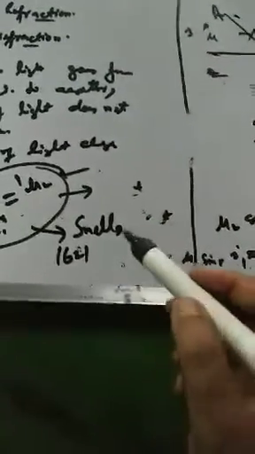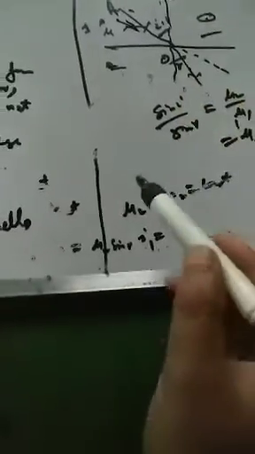One law is that whenever light goes from one medium to another, the speed of light and wavelength change, but the frequency of light does not change. Second law is that the incident ray, refracted ray, and normal at the point of incidence all lie in the same plane. Third law is that the ratio of the sine of the angle of incidence to the sine of the angle of refraction is always constant for the given media and for light of a given color. And this is about these laws of refraction.